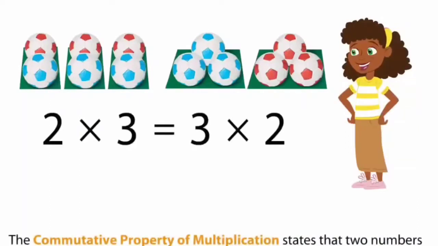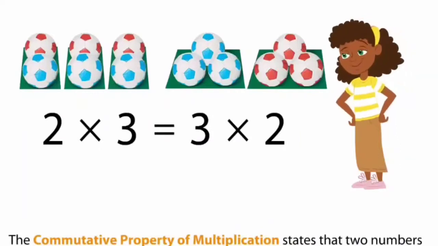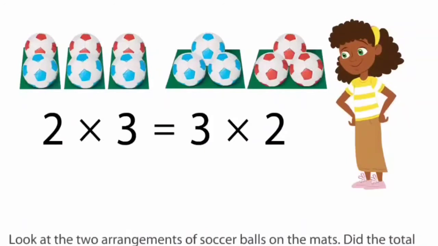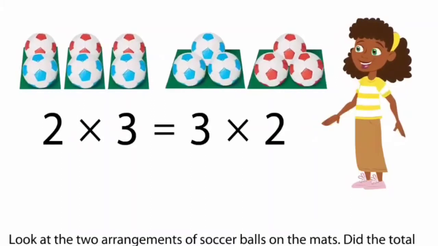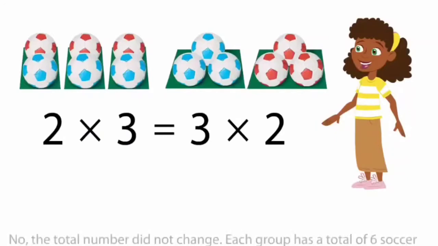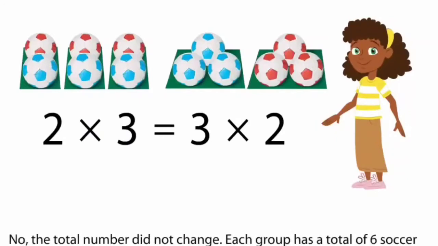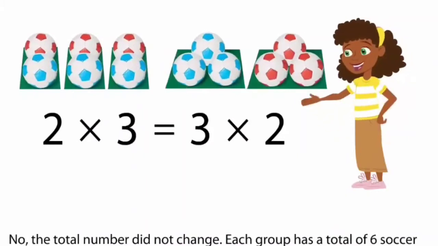The commutative property of multiplication states that two numbers can be multiplied in any order and the product will be the same. Look at the two arrangements of soccer balls on the mats. Did the total change when the balls were rearranged? No, the total number did not change. Each group has a total of 6 soccer balls. The product is the same. So 2 times 3 equals 3 times 2.